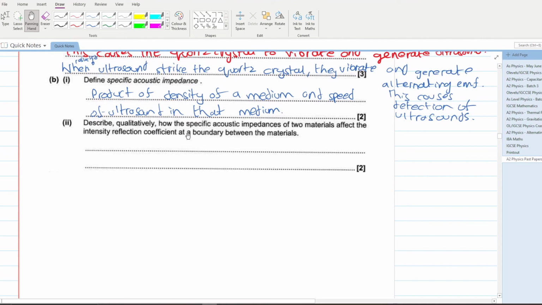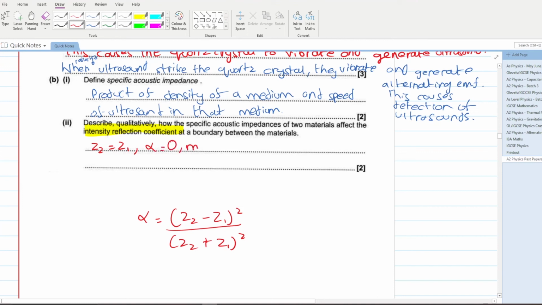Simple as that. Let's move on to part B, I2. Describe qualitatively how the specific acoustic impedances of two materials affect the intensity reflection coefficient at the boundary. First of all, let's write this formula that we have been using since ages: Z2 minus Z1 whole square divided by Z2 plus Z1 whole square. If Z2 and Z1 are roughly equal to one another, what will happen? Your alpha will equal 0.